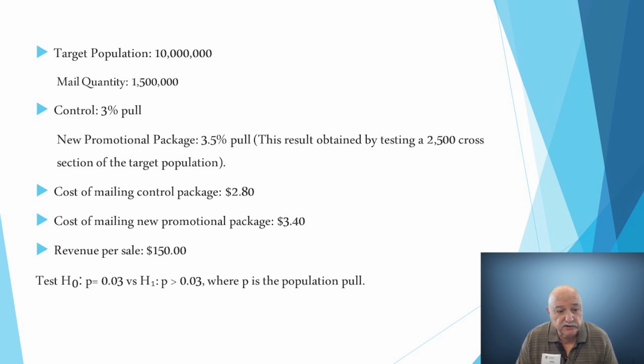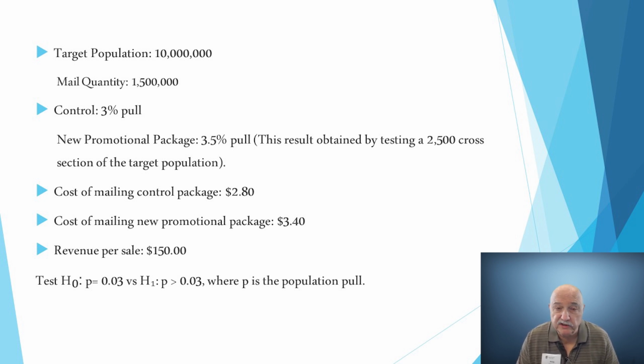Now, there's always a cost involved in generating an increase in the response rate. The cost of mailing the control package is $2.80 per piece. The new promotional package has a cost of $3.40 per piece. Typically, the revenue per sale is $150. Now, that could come from selling an upscale product, or perhaps it's a catalog in which the average sales turn out to be about $150.